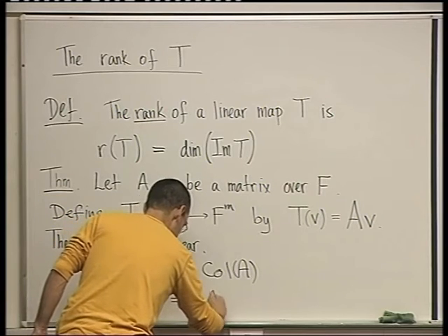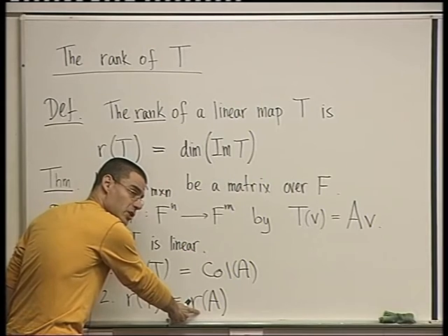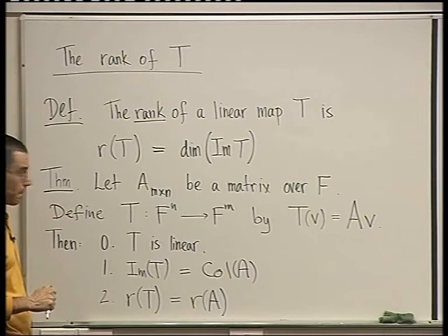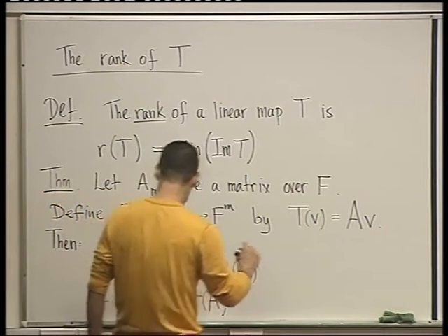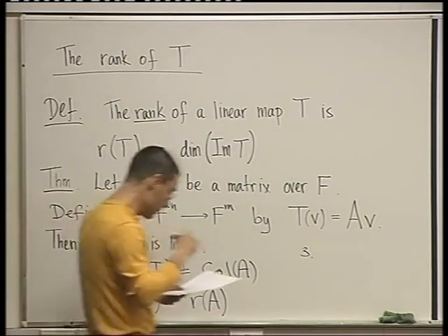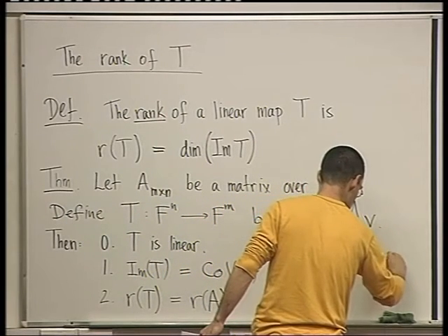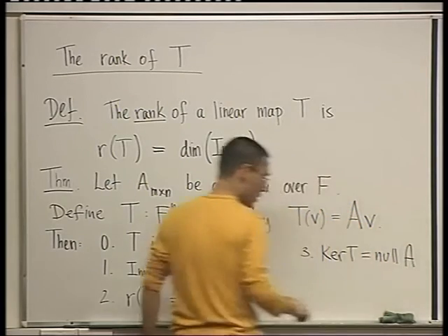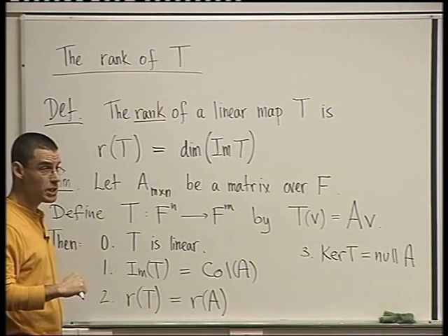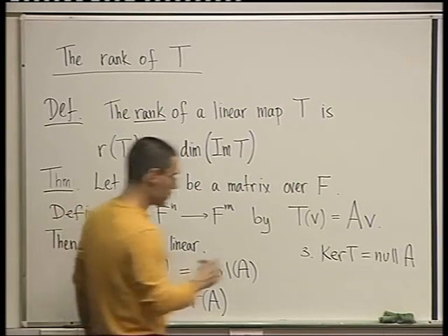coincides with the rank of A. The rank of A, we know what it means. It's the number of non-zero rows in the echelon form. The rank of T is the dimension of the image. Okay? And 3, which I'm out of space, so I'll write here, and luckily it's short, 3, the kernel of T is none other than the null space of A. Remember what the null space of A is? All the solutions, the space of solutions to the homogeneous system AX equals 0. Remember that? Okay.